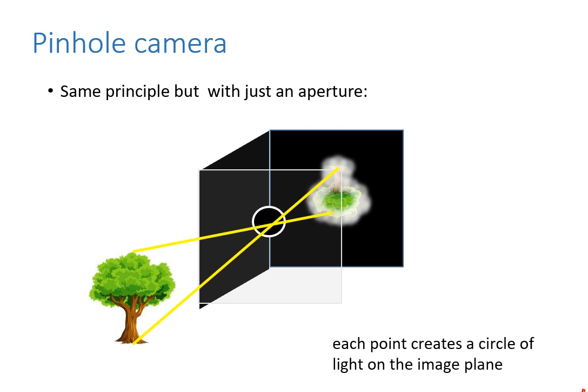So the light from a point on the object is projected onto the retinal plane, or image plane, and because there is no lens, each point creates a circle of light on the image plane, so the image results very blurred, and this circle depends, of course, on the dimension of the aperture.